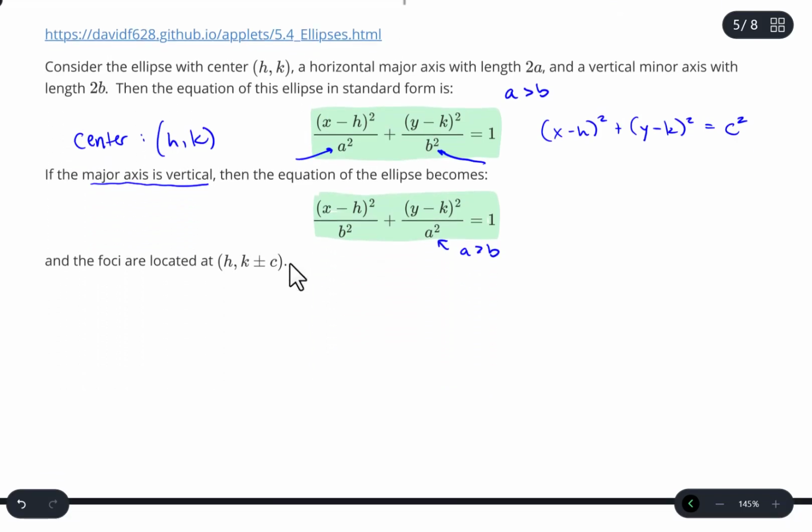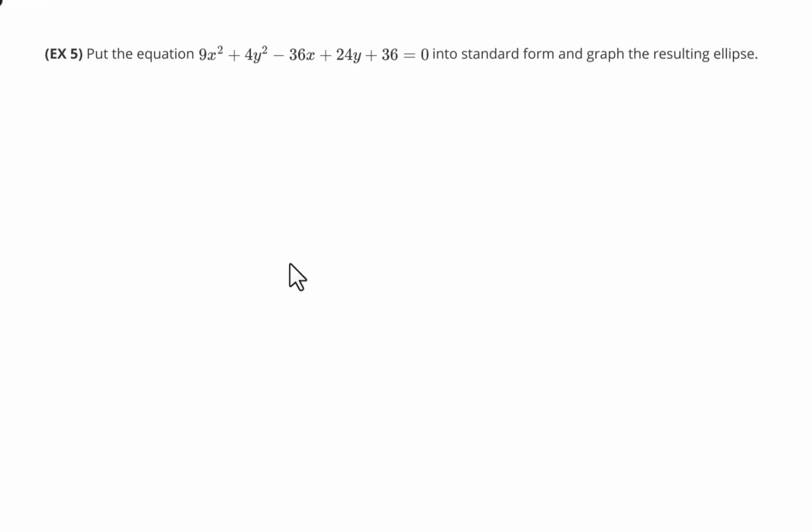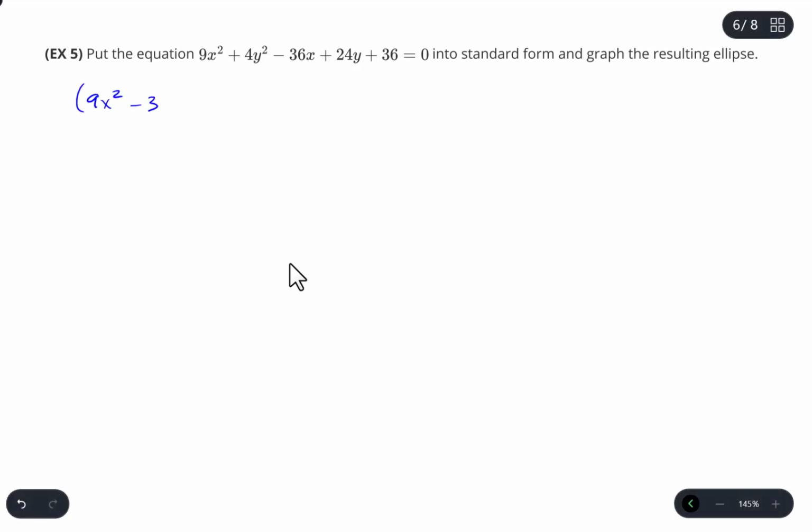So let's look at some examples. First off, I have an equation that's in general form, and I want to put it into standard form and then graph the resulting ellipse. So let's get started here. First off, what I can do is separate all the terms that have x's from all the terms that have y's.